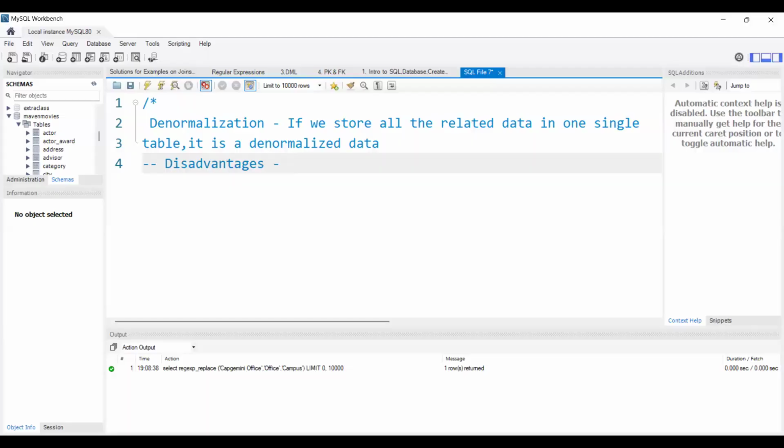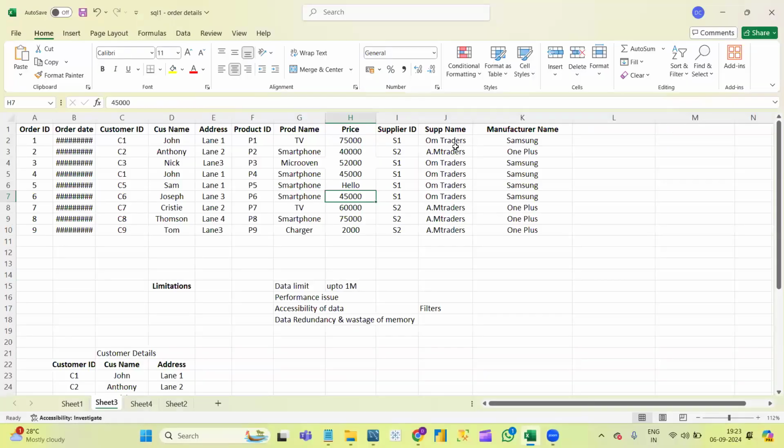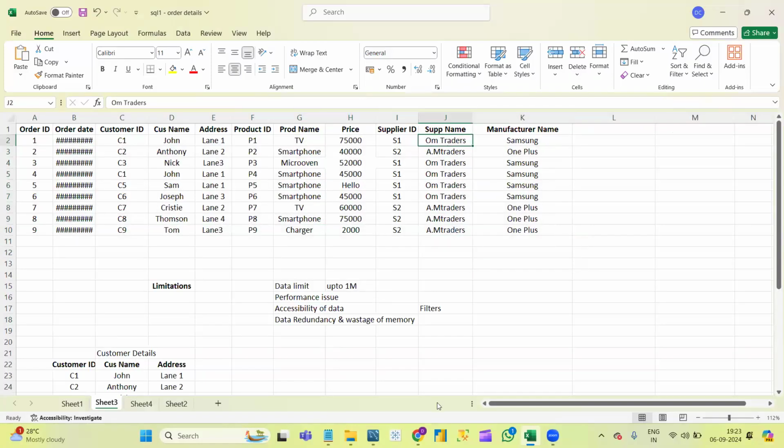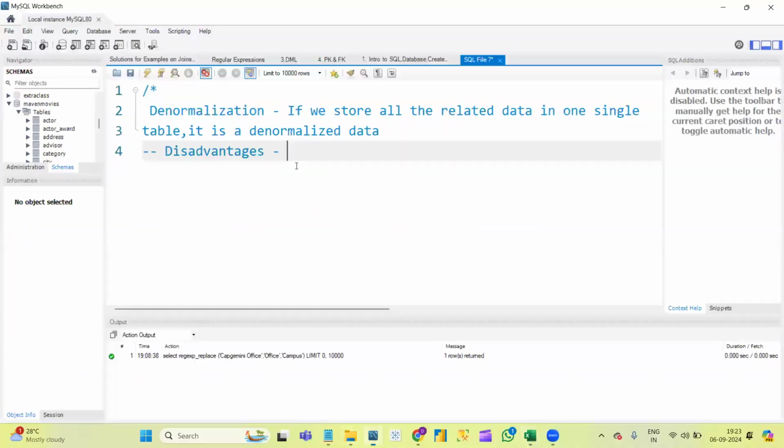If I just store the data like this, here my data is repeating, right? Like home traders is repeating, AM traders is repeating, Samsung is repeating. Data repetition is there. That is called data redundancy, which we saw. In an Excel file also we will have the same problem, and if we save the same way in SQL, we will have the same problem. We need to write the same supplier name and manufacturer name many times, entering the same data multiple times. That is data redundancy.